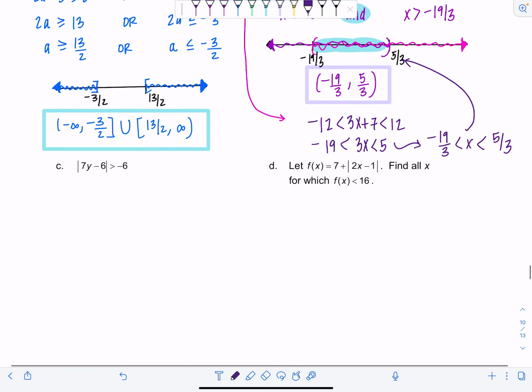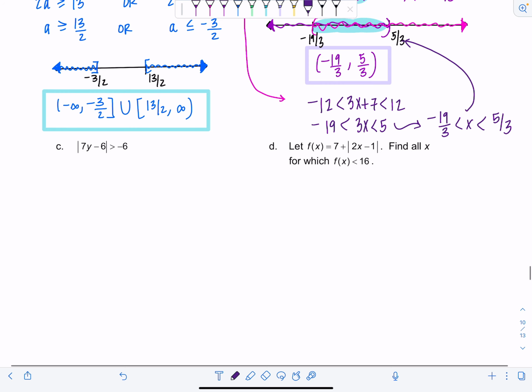Example C, absolute value of 7y minus 6 is greater than negative 6. Ooh, there's a negative on the other side. Okay, this is one of the special cases. It's either always true or it's never true. Which one is it? So when you take the absolute value of something, when is it going to be greater than -6? Did you figure it out?